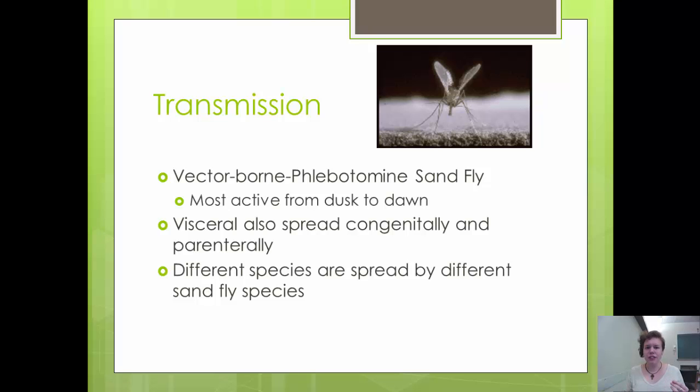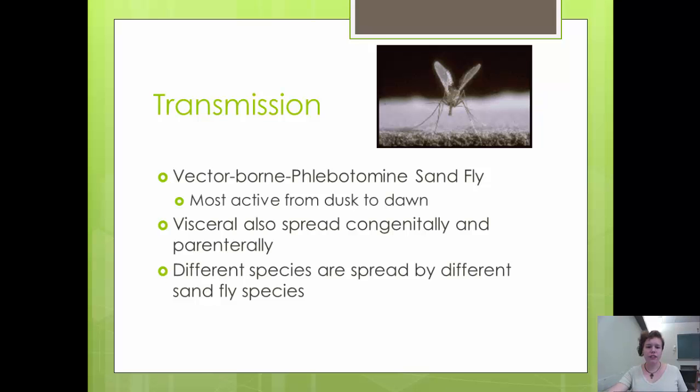Different species of the Leishmania protist are actually transmitted by different species of the fly. There are about 30 species of the phlebotomine sandfly that actually transmit the Leishmania protist out of about 300 species of phlebotomine sandfly. So it really just depends on where the flies and the protists are in the world, which flies carry which species of the Leishmania protist.